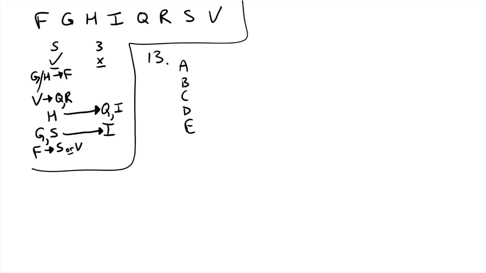D, I see G and H are both there, which means F should be there, but it's not, right? So D triggers that rule but breaks it, right? Because G and H are both in, but F is not. And then E, I see G and H are both in, and F is in, so that does follow that rule. So we'll move on to rule 2.